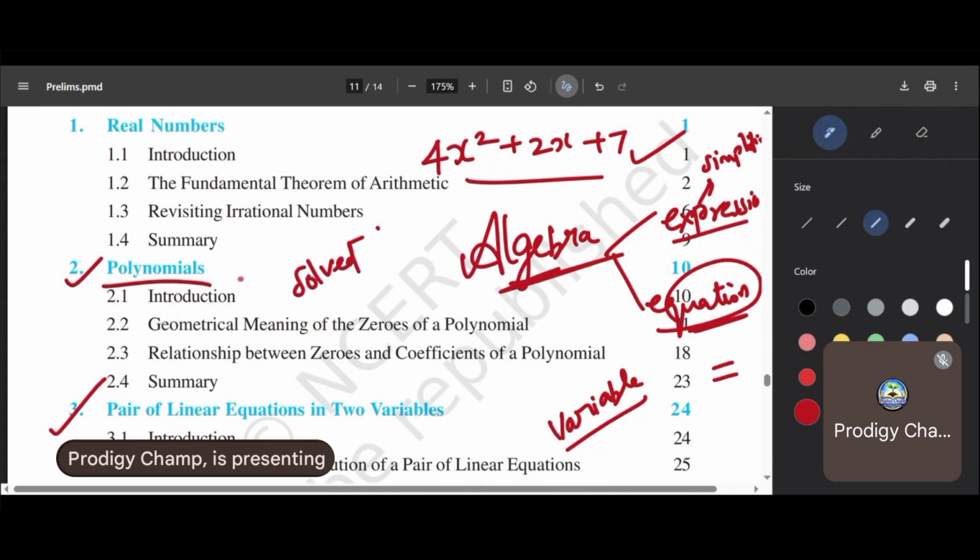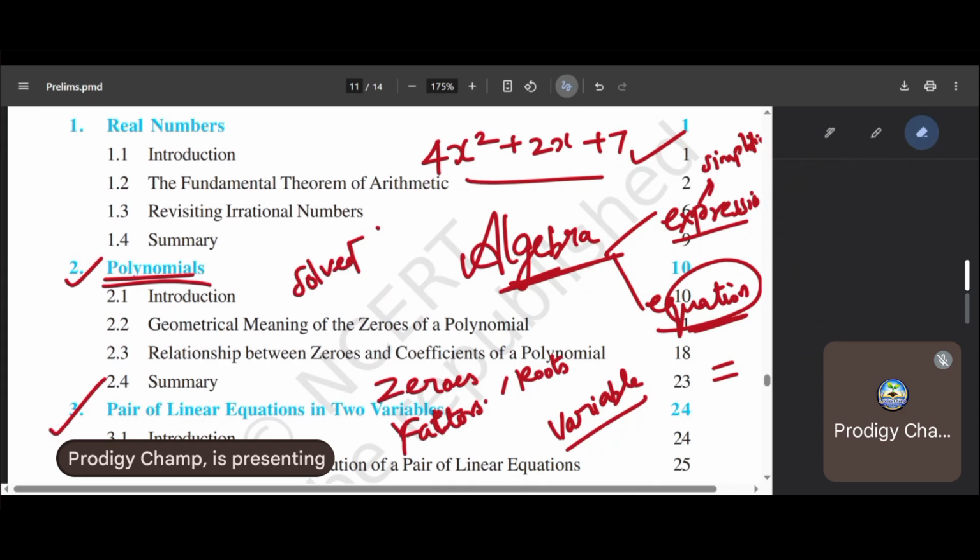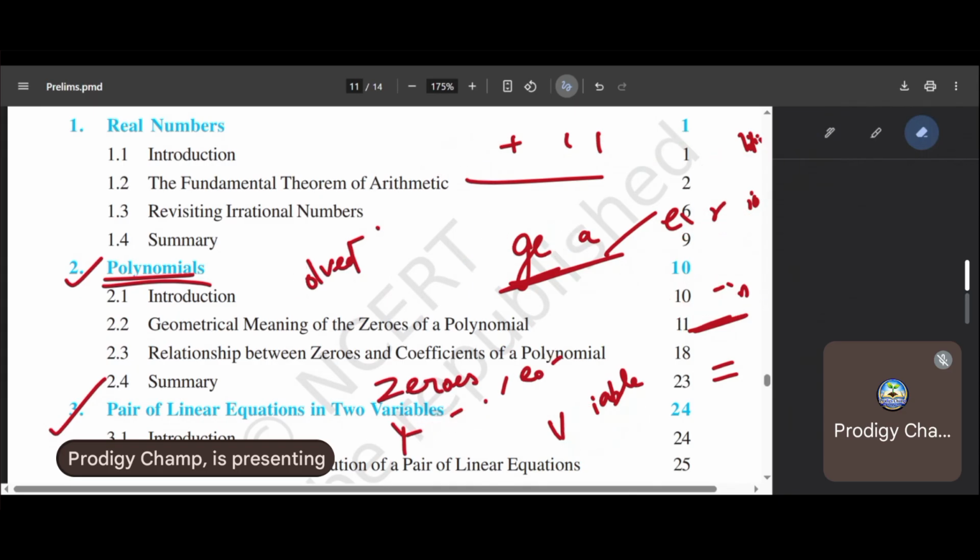We can also call these factors zeros of the polynomial. The value of a polynomial is different; the whole expression will give a value. Zero of a polynomial, factors of a polynomial, and roots of a polynomial all have the same meaning in polynomials. Got it? So in polynomials we have different types, and the same types are suitable for equations.